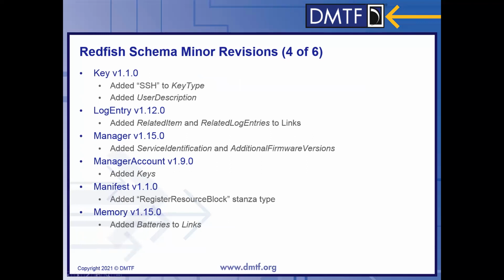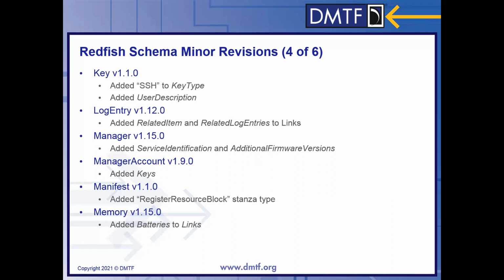All right, so to go along with the other SSH key support that was added, the key resource itself was extended to support SSH style keys. There was also an additional user description property added that can be used for any type of key where the key itself is not self-describing. So this allows a user to put in something that might be more useful from their perspective, saying, "Oh, this is my public key for accessing web server 37." So any sort of user string at that point.